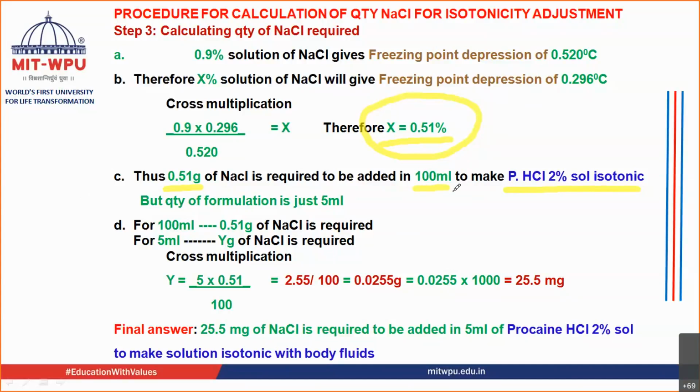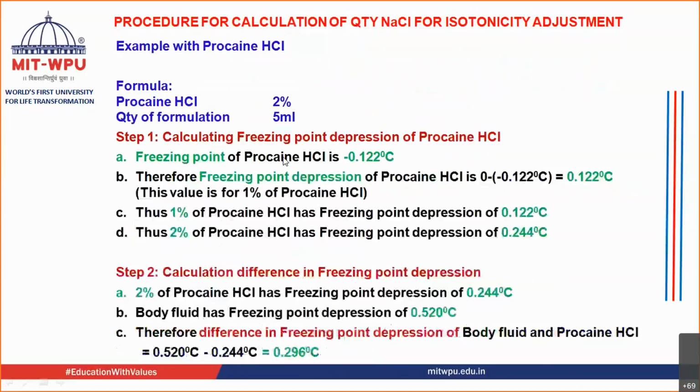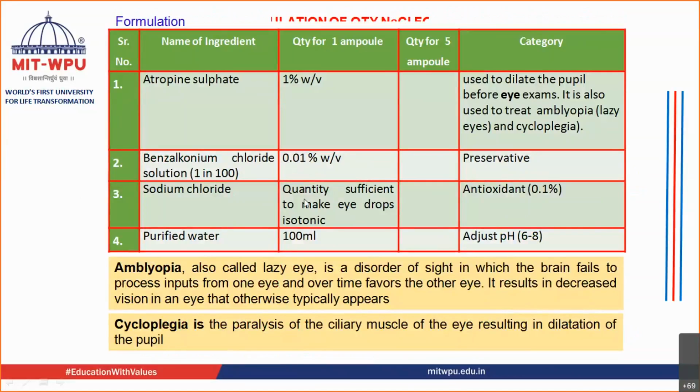But the quantity is 100 ml, right? The quantity of the formulation is 5 ml. If you have seen over here, this is the quantity of 5 ml. So in 5 ml, how much do you have to add? If such a question comes, right over here you can easily write down the formula as 0.51% solution. This you can write down, okay.